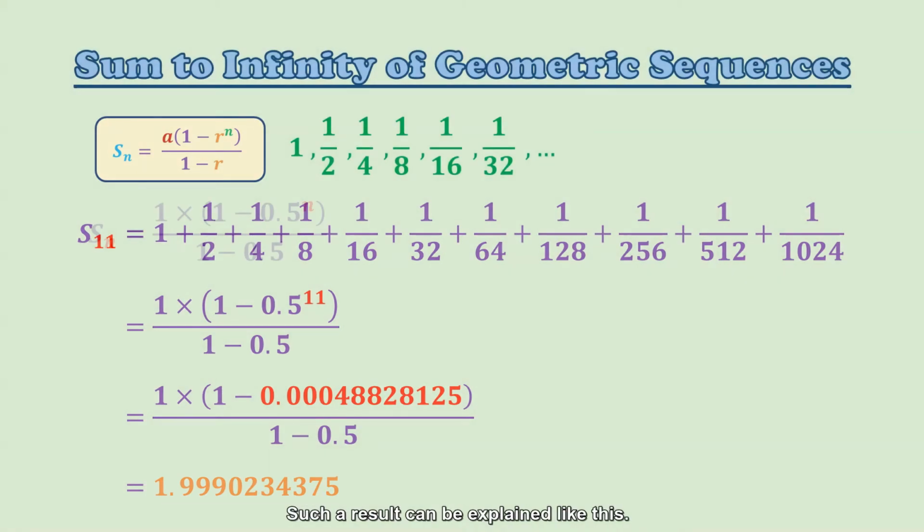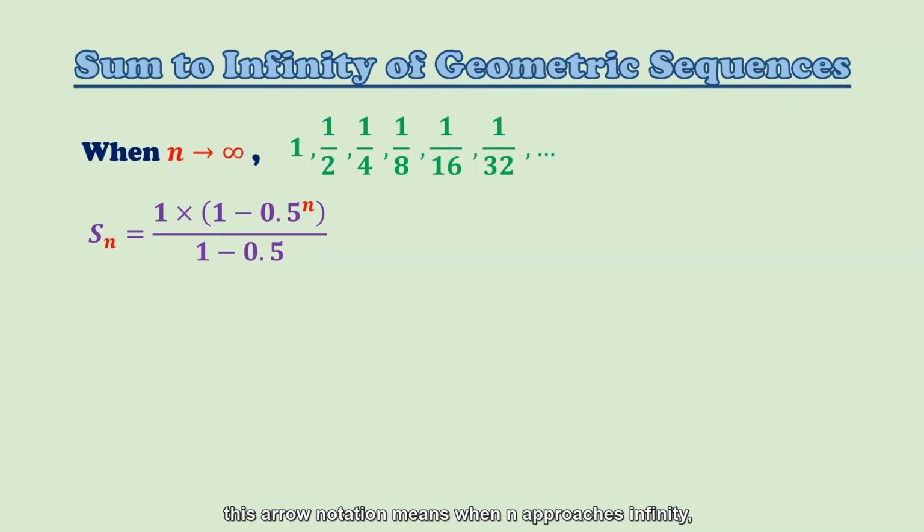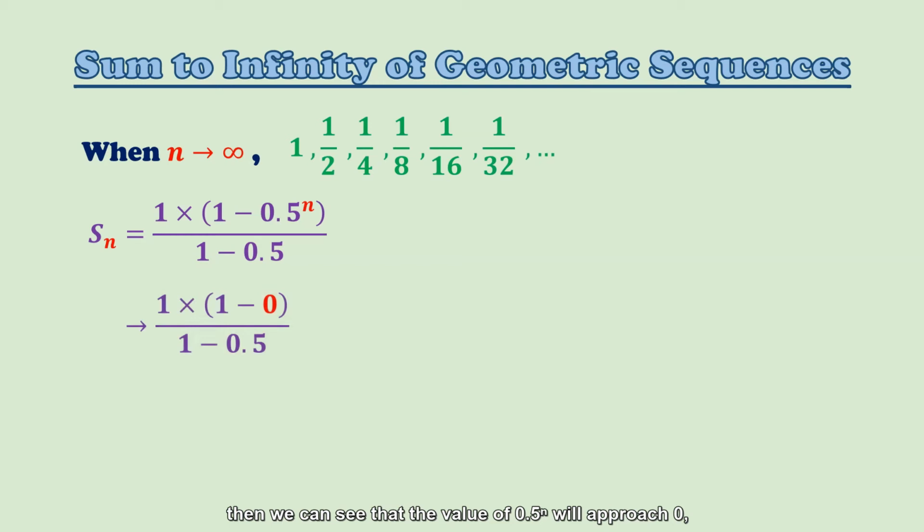Such a result can be explained like this. If we consider the formula of Sn, that means the sum of the first n terms in this geometric sequence, then when n becomes very large, this arrow notation means when n approaches infinity, then we can see that the value of 0.5 to the power n will approach 0. And that means the value of Sn will be very close to 2 if n is very large, because 0.5 to the power n will then be very small, very close to 0.